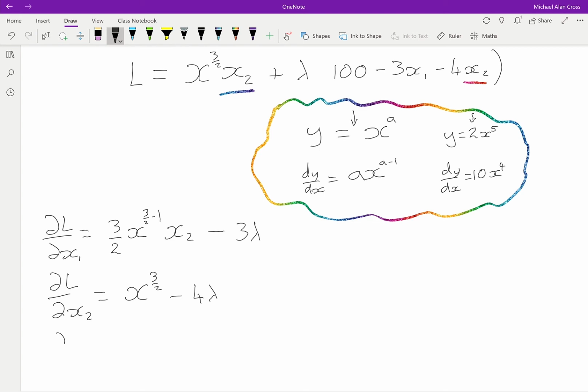And then the final one, you might remember that I said if we're differentiating with respect to lambda, we get the whole of the constraint that's been rearranged, and that bracket should be there. So that's equation 1, that's equation 2, that's equation 3. We now need to set them equal to 0 and solve them simultaneously, which I'll do in the next video.